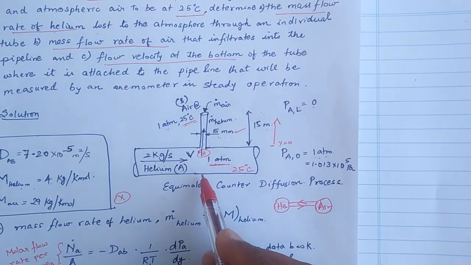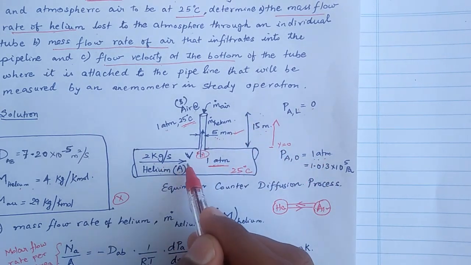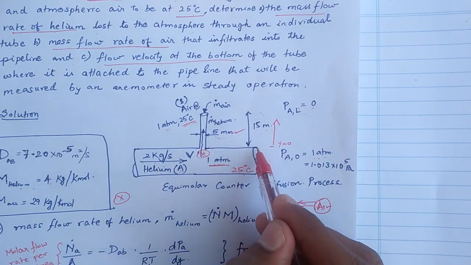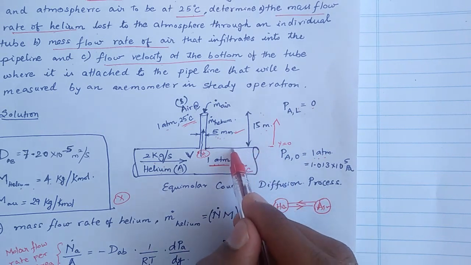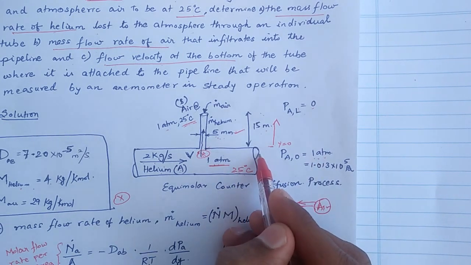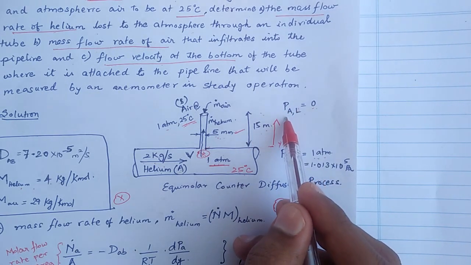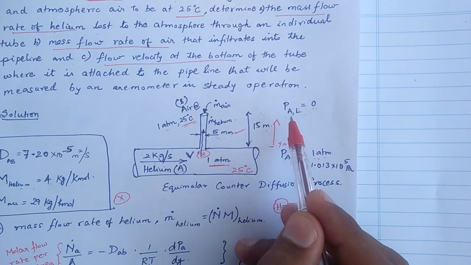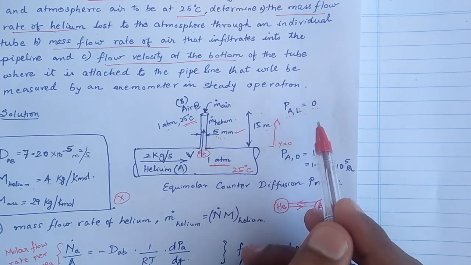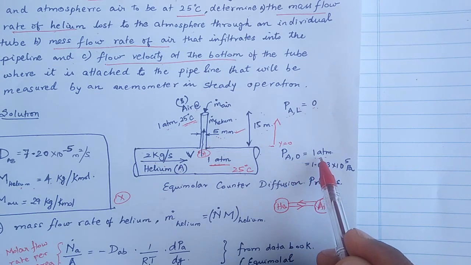So when you consider this schematic, this is the length 15 meter and the diameter 5. The helium is taken as species A. At the bottom section, you are having a helium pressure of 1 atmosphere. At the same time, when you go up, the pressure reduces to 0 because here only the pressure of air will be acting and the pressure of helium will be 0. So this is taken as 0, and at the bottom you will be having P A comma 0 equal to 1 atmosphere.